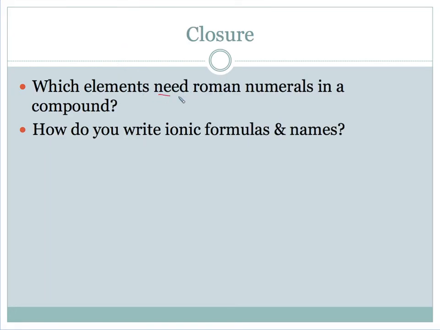So your last couple questions. Which elements need Roman numerals when you write the name? And then I want to know, how do you write ionic formulas and how do you write the name? What are the steps for writing the formulas? What are the steps for writing the name?